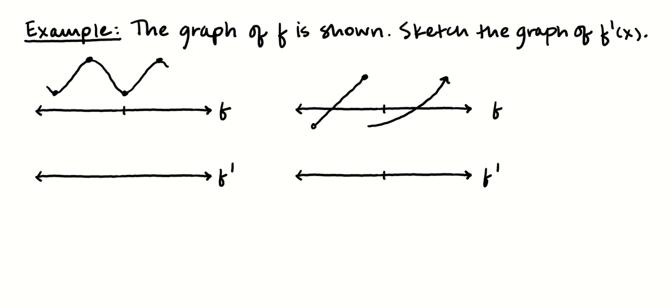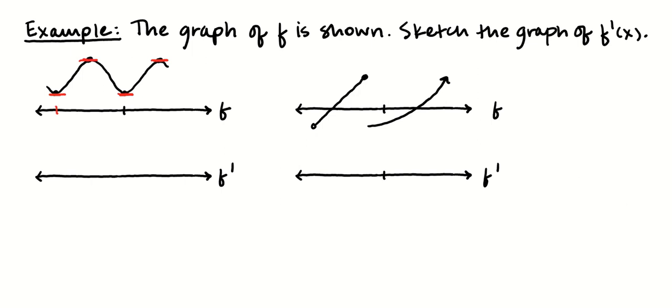Because what I want you to do, when you're looking at the graph of a function and you're going to try to sketch the graph of its derivative, is start with the places where the tangent line is horizontal, right? Here, the tangent line is horizontal, there, here, there. Because these are the places where the derivative is 0, because the derivative is the slope of the tangent line at any x value.